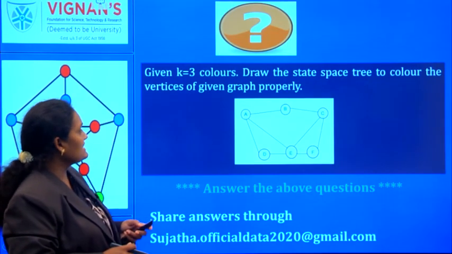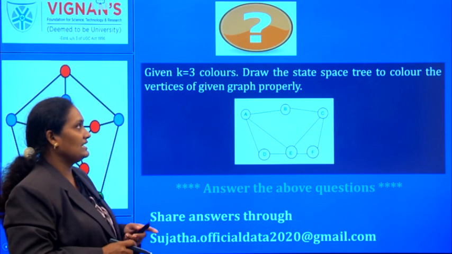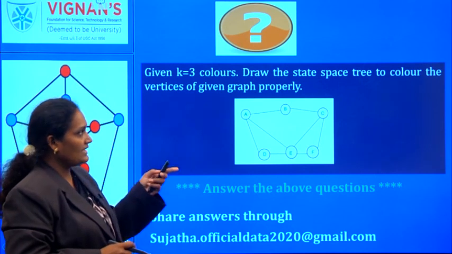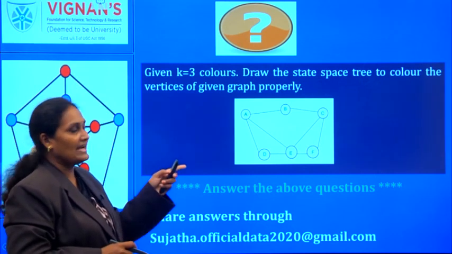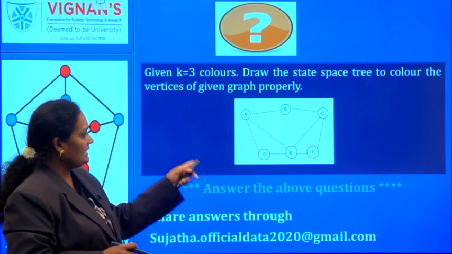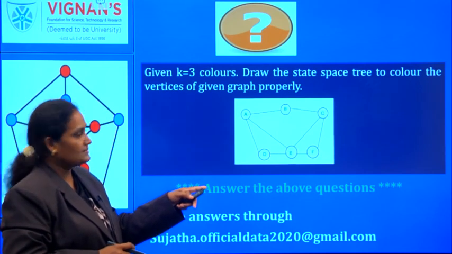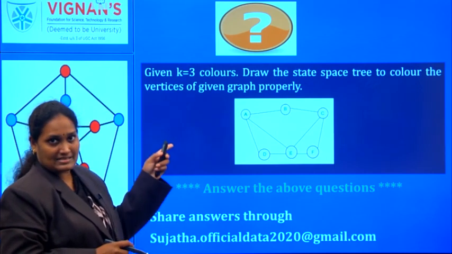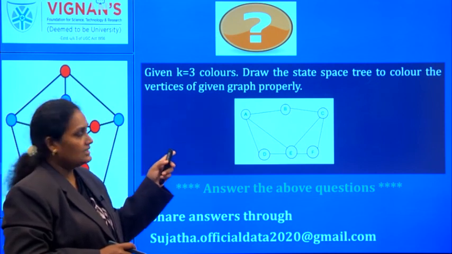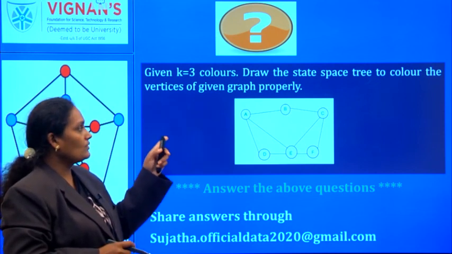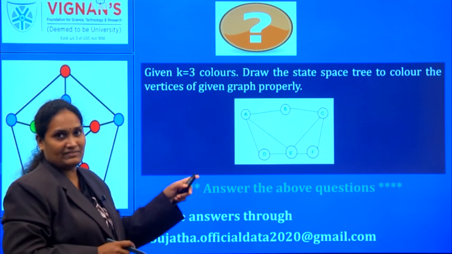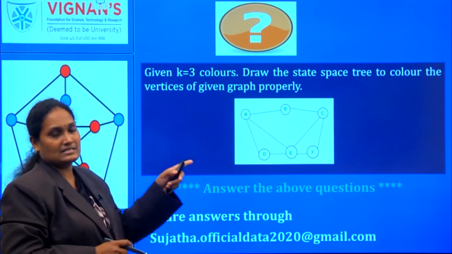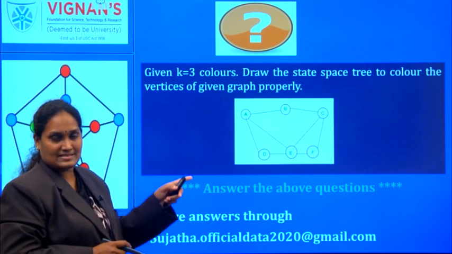The next question is, given k equal to 3 colors, draw the state space tree to color the vertices of the given graph properly. Here I have given a graph with 6 vertices and 3 colors, k equal to 3. With those 3 colors, how can I properly color the given graph? Construct the state space tree organization for this graph.